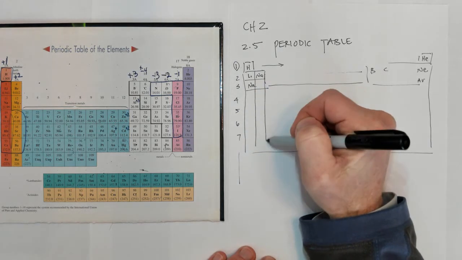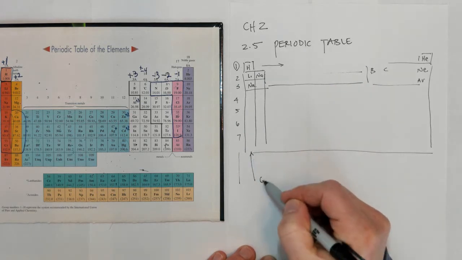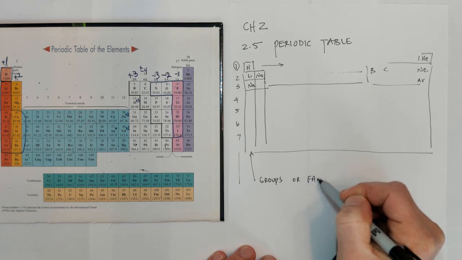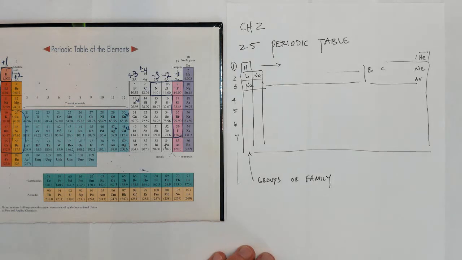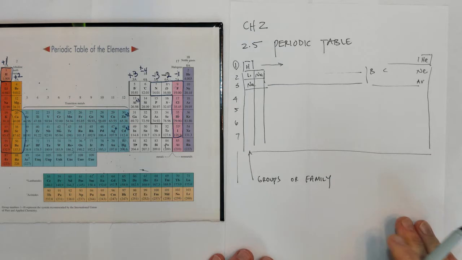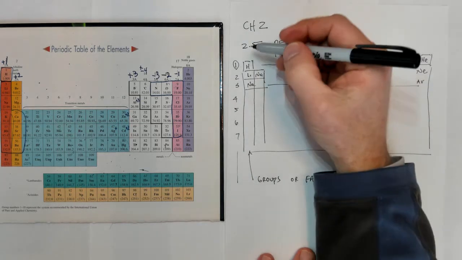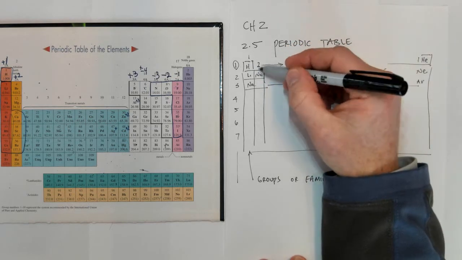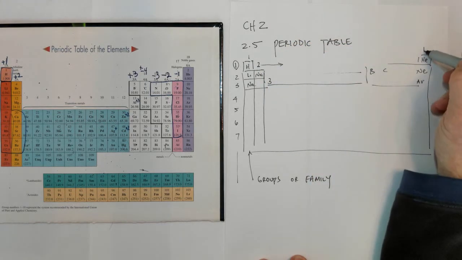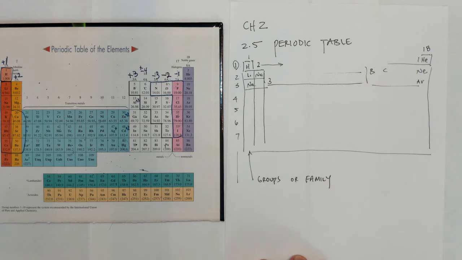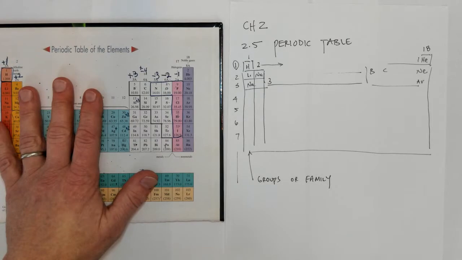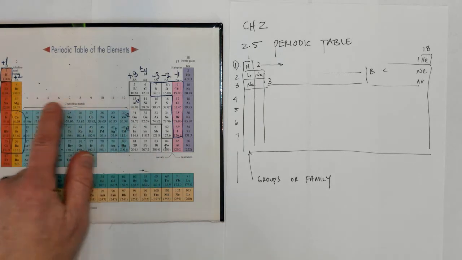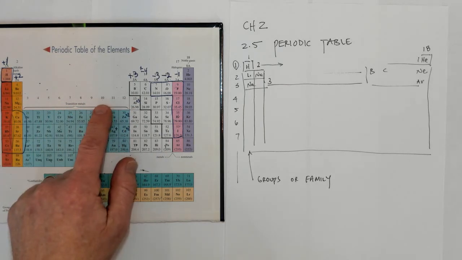The up and down portions are called groups or families. And the groups or families are numbered, and then some of them also have names. Many times now in modern periodic tables you'll see the groups or families numbered 1, 2, 3, all the way over here to 18. But on some periodic tables like this one over here, you'll see them separated as A and B groups, and some unnumbered, unlettered groups or families as well.